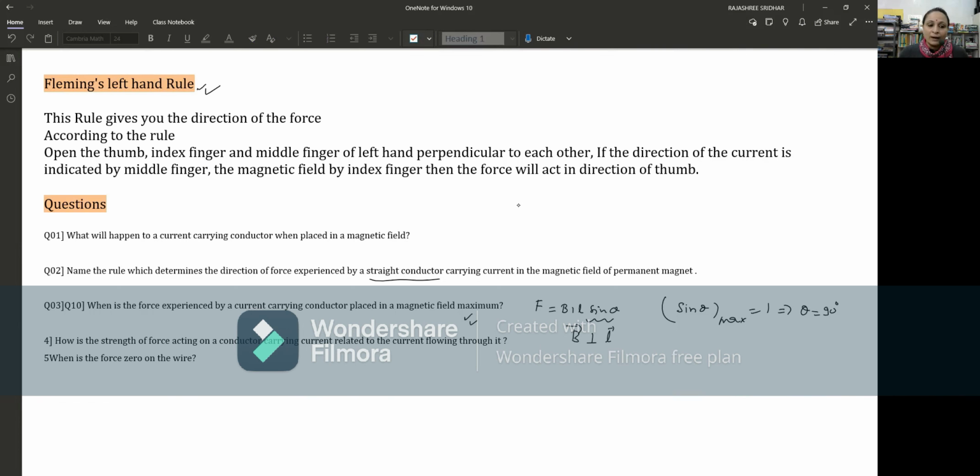तब फोर्स इस पर मैक्सिमम होगा, ठीक है। How is the next question, the strength of the force acting on the conductor carrying current related to the current flowing through it? फॉर्मूला क्या कहते हैं? BIL sin theta. इसका मतलब force is directly proportional to current। अच्छा, है ना? समझ गए? अब when is the force on the wire 0? when is the force 0 on the wire? force कब 0 हो सकता है बेटा?